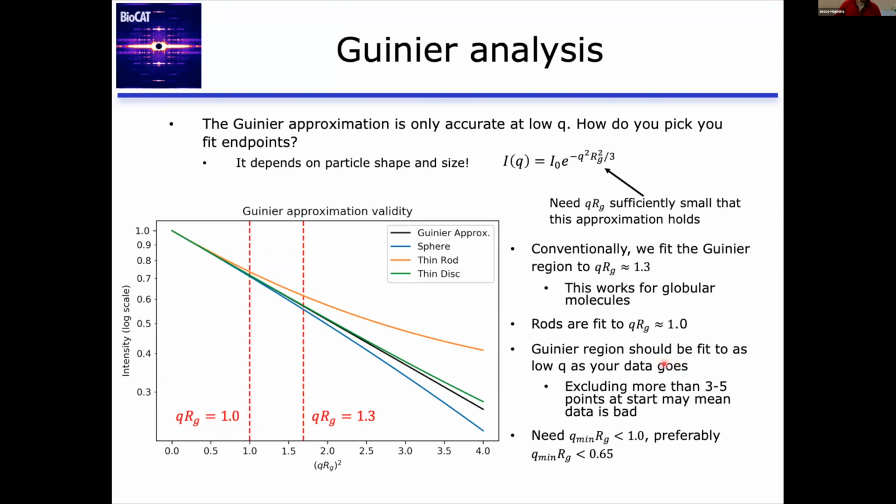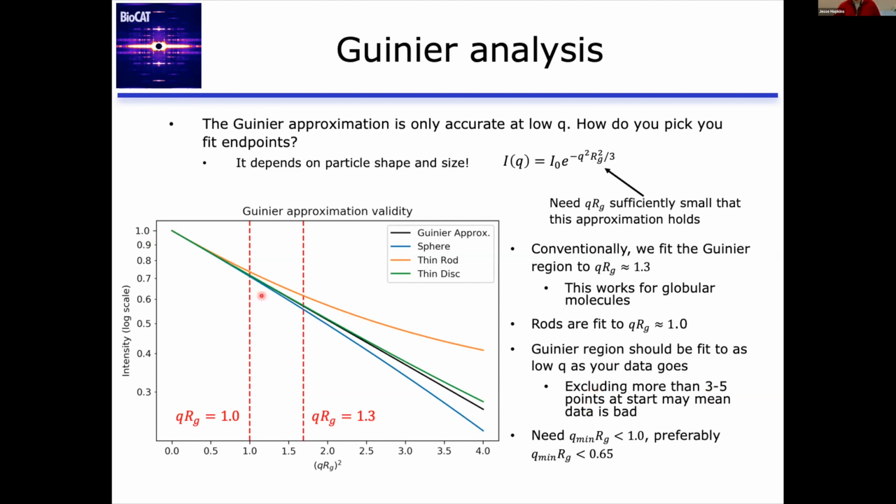On the early side of the fit, you should always extend the Guinier fit to as low a Q value as you've measured. The earliest data points, the first 2 or 3, maybe 5 data points in the data set, can often be quite noisy because there are only a few pixels on your detector at those Q points. Ideally you exclude none, but if you have to exclude more than 3 to 5 points at the start, that really means that your data might be bad. So you want to be careful with this, and I'll talk more about that in the next few slides.